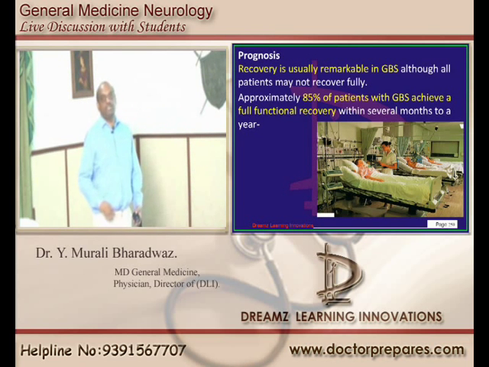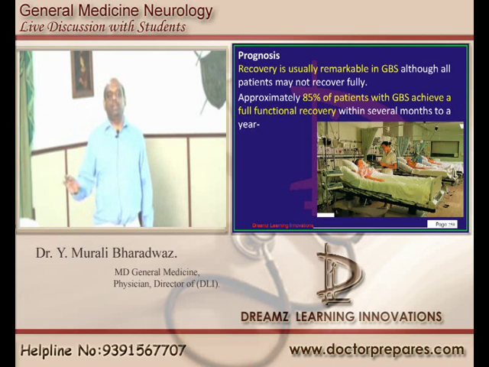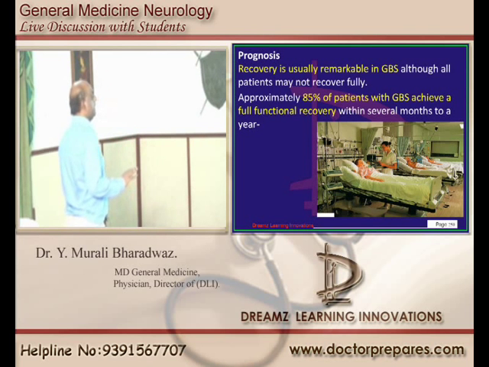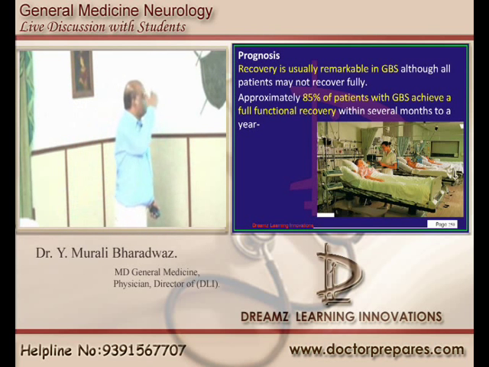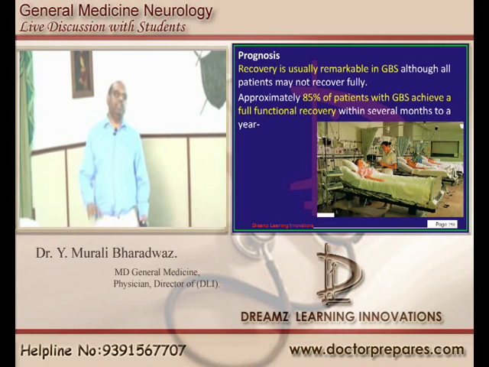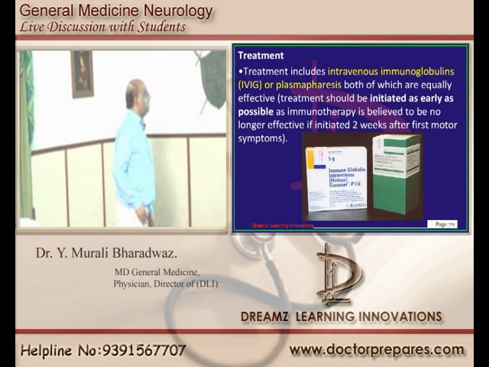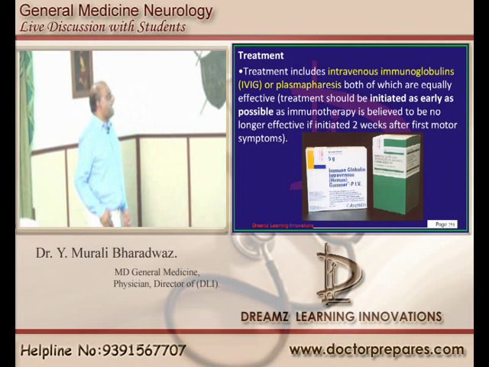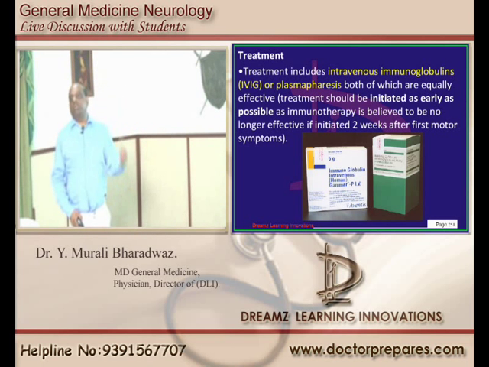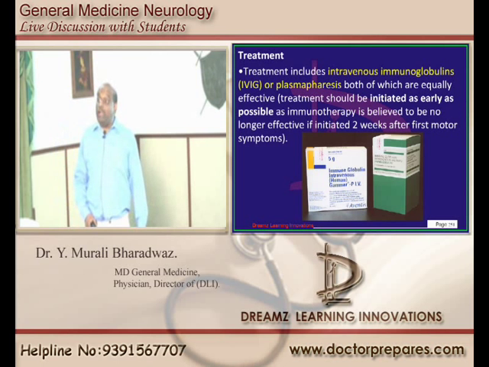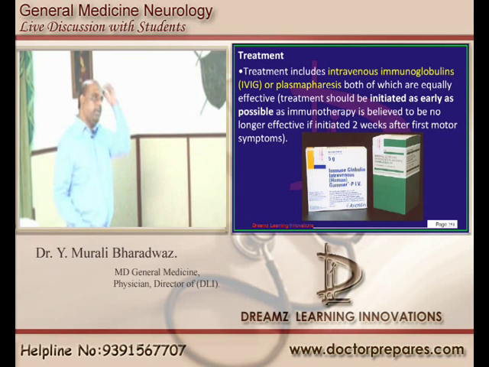Now what is the prognosis? Unremarkable recovery is what you find. 85% of them have fully functional recovery within a few weeks. Intravenous immunoglobulin or plasmapheresis you can initiate as early as possible. There is not much role of glucocorticoids, unlike in CIDP. Chronic inflammatory demyelinating polyneuropathy will definitely respond.